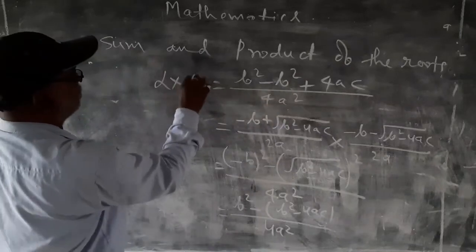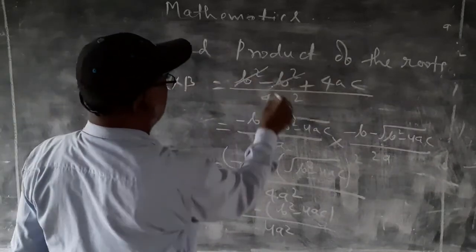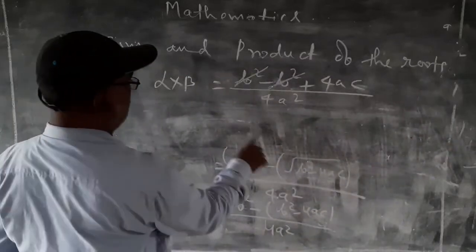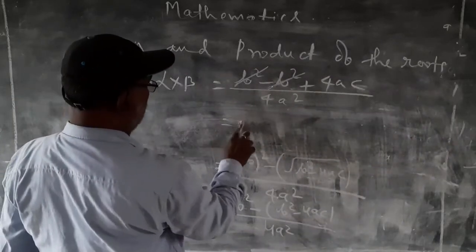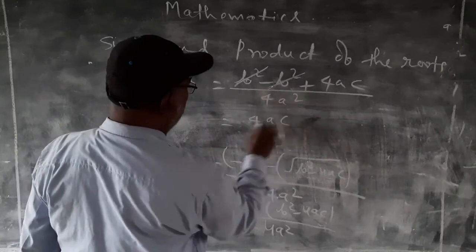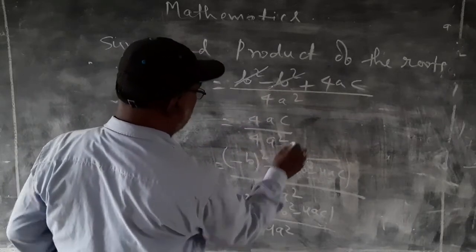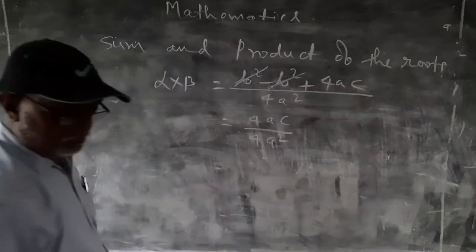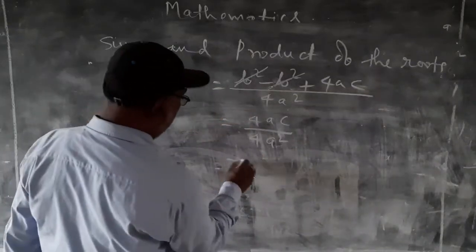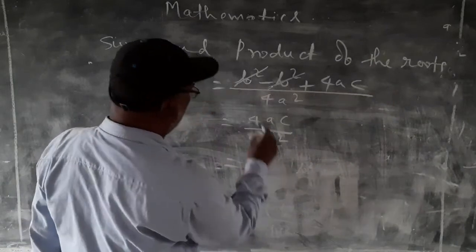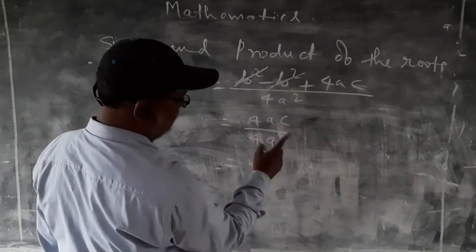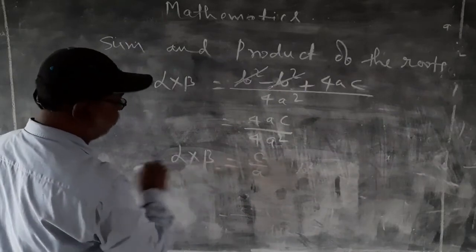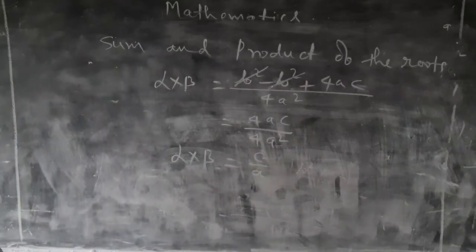This is the product of the roots. Now this plus b square and minus b square are cancelled. Since this one is 4ac divided by 4a square, now on cancelling you have c by a. 4 and 4 will cancel, one a will cancel. That is c by a. This is the formula to obtain the product of the roots. Alpha into beta is equal to c by a.